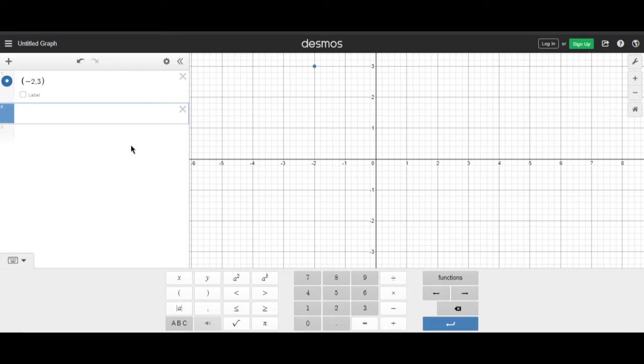Okay, so how do we do it? Basically, it's like locate all the points for which the y coordinate is equal to the x coordinate. Here you can see the line, and if you go to any point on this line, you will find its y coordinate is the x coordinate.